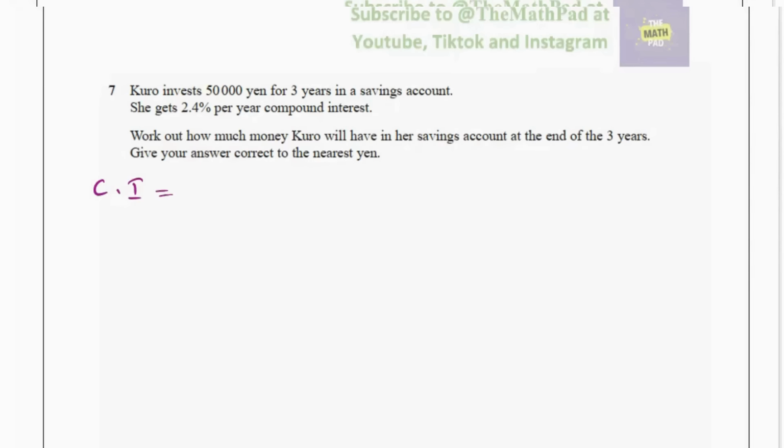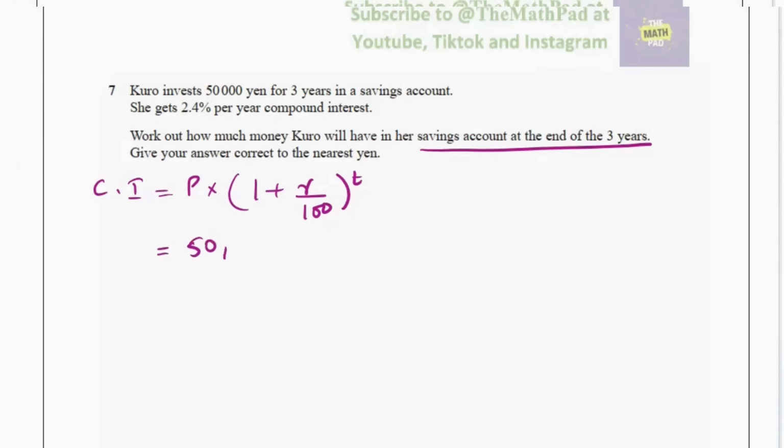The compound interest formula is P times (1 plus R over 100) to the power of T. P is your initial amount, R is your rate of interest, T is the time period. You need to remember that the compound interest formula gives you the final amount. It doesn't give you the interest amount, it's the final amount. So the question wants us to find how much money will be in your savings account at the end of 3 years. So this formula will give us the final amount.